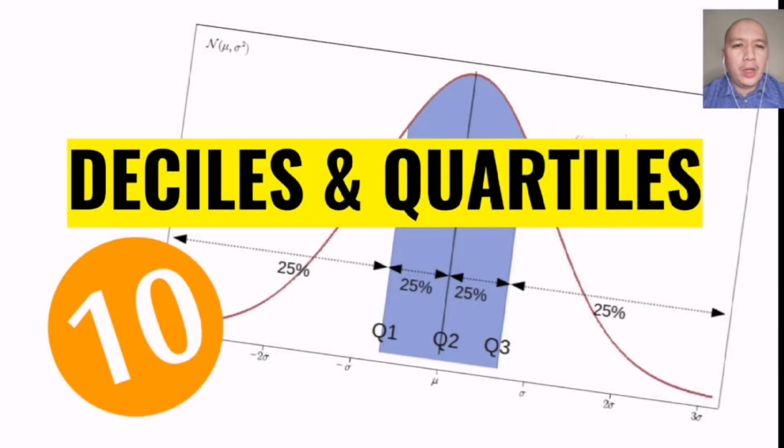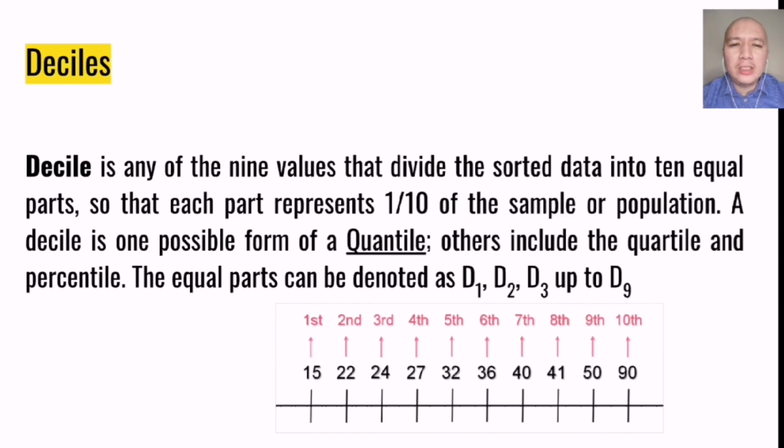So for this week, we are now already on deciles and quartiles. So what does it mean when we say decile? A decile is any of the 9 values that divide the sorted data into 10 equal parts so that each part represents 1 out of 10 of the sample or population.